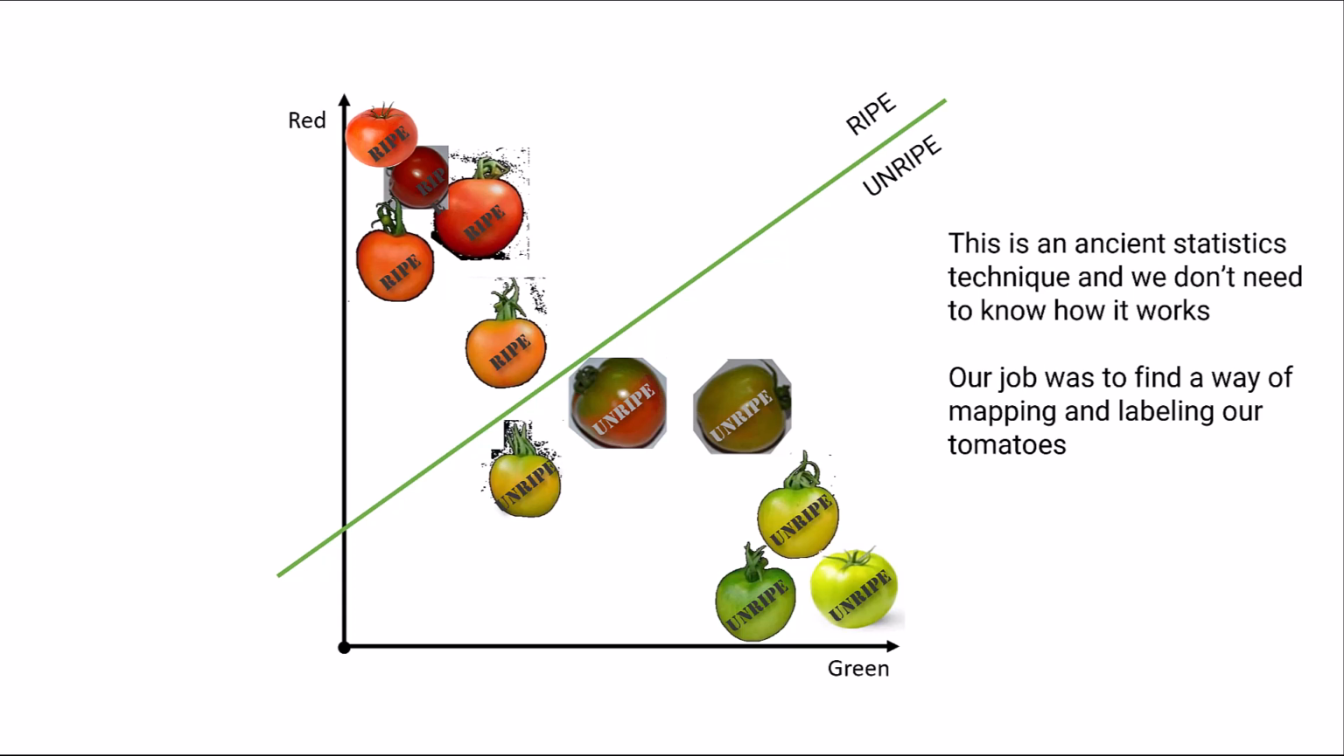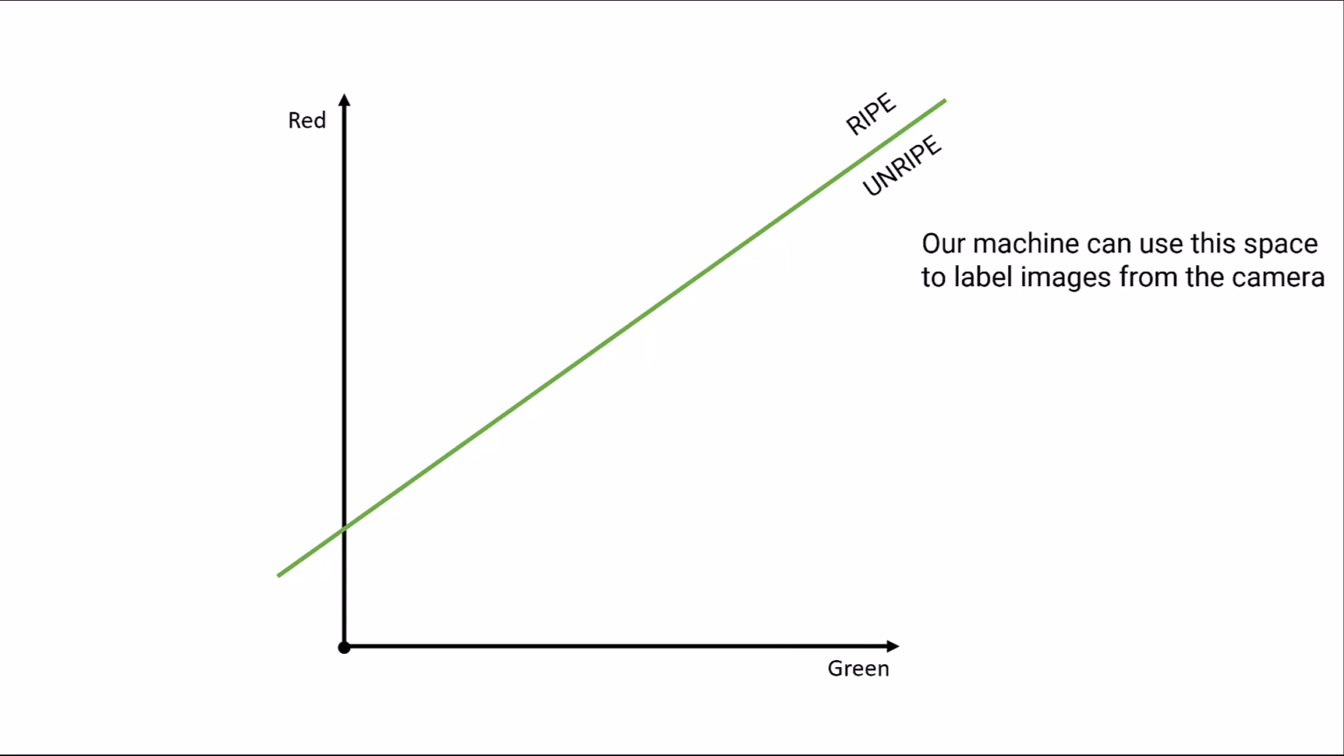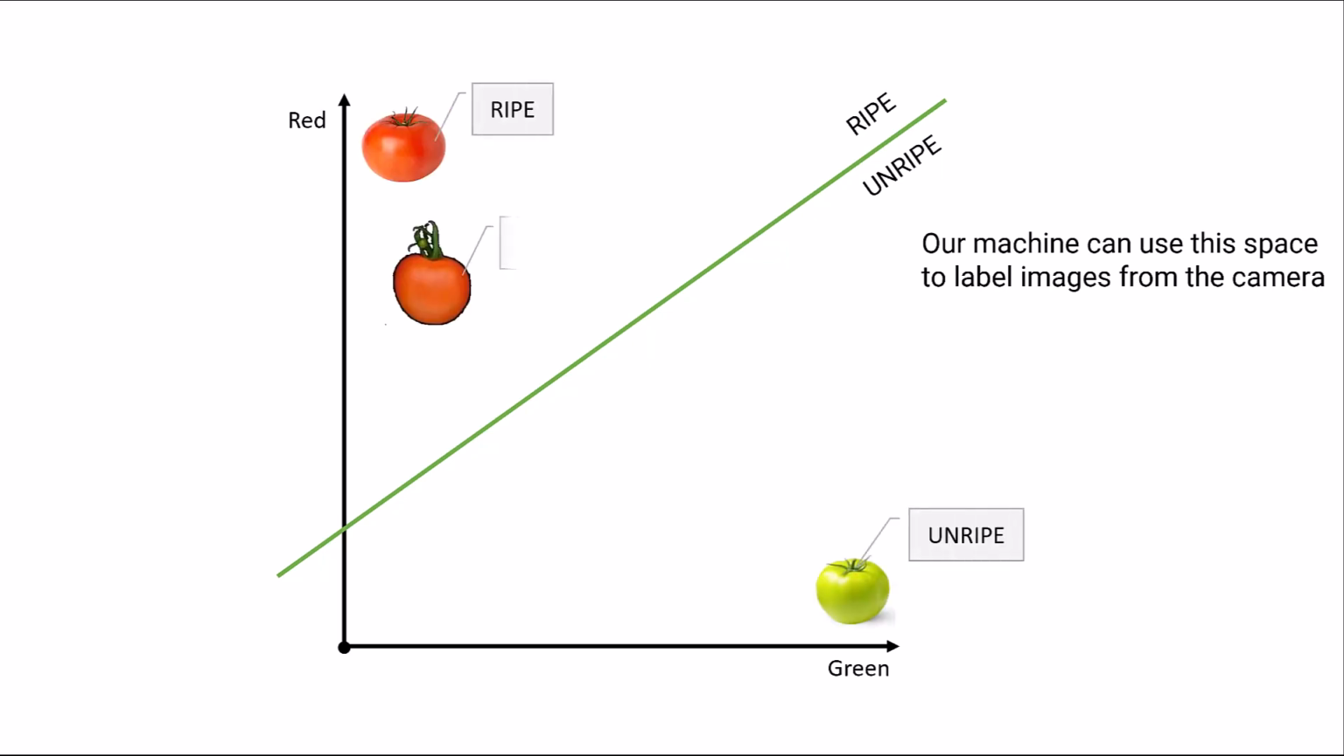And what do we use this line for? Well, we can start taking more pictures of the tomatoes as they come along our conveyor belt. When the picture comes in, it gets put onto the chart, and whether it's below the line or above the line enables us to label the tomato. So we've used the fact that we can measure red and green to associate that with the label of ripe or unripe, depending on where it falls in this space between redness and greenness.